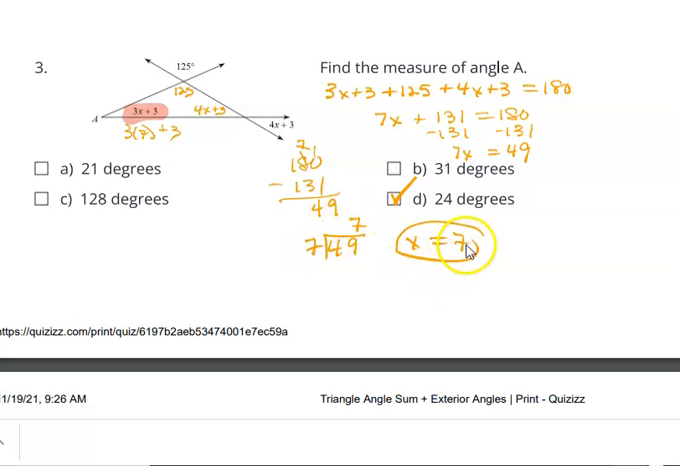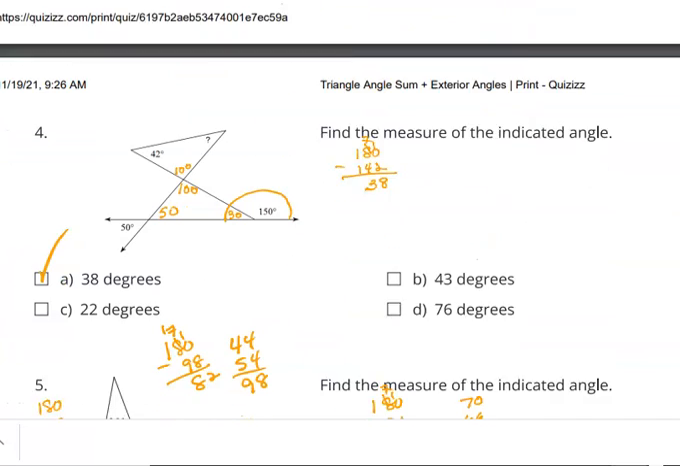That is 7. So notice that 7's not a choice. And the 7's not a choice because they want the measure of angle A, and I have to plug in 7 where the x is in angle A to get an answer. So 3 times the 7 is 21, plus 3 more is 24, and 24 is my answer. Moving to number 4.